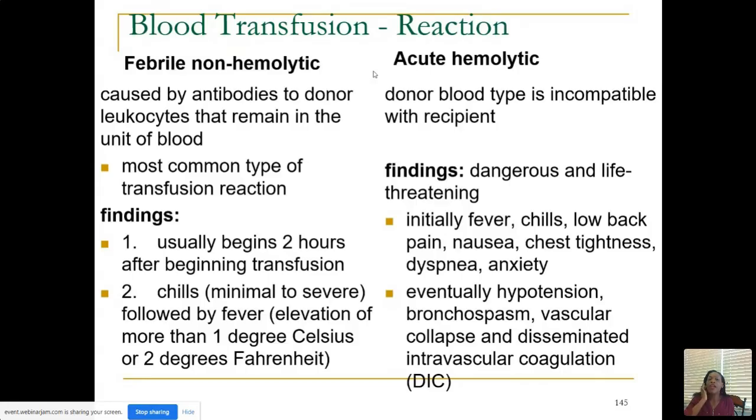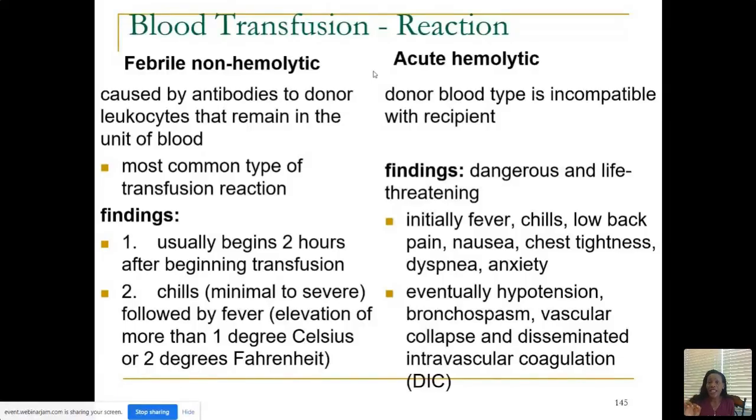That's usually caused by a little bit of antibodies to the donor that stays in the unit. Not a big deal. That one, febrile non-hemolytic, is not a big deal. If they even get a fever, it's hours later, okay? 2 Tylenol, move along, right? We're not worried about that.